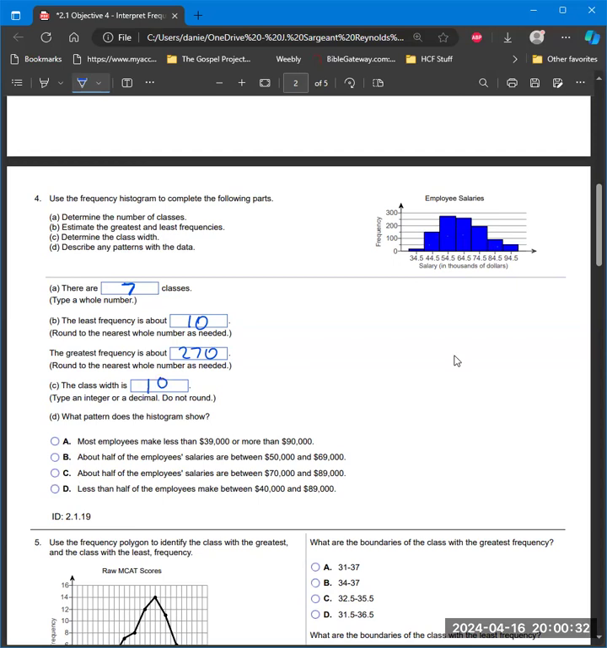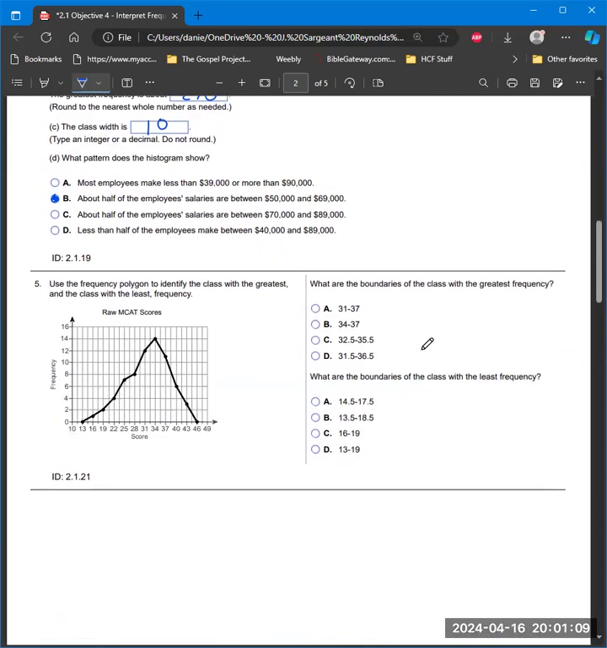And what pattern does the histogram have? About half the employees' salaries are between 50,000 and 69,000. So that's B. What they're saying there is, if we look at these two big bars right here, they have as much area as all the other bars added together. That's what they're talking about: half of the salaries are in that range, because the other half is spread up between all the other bars.